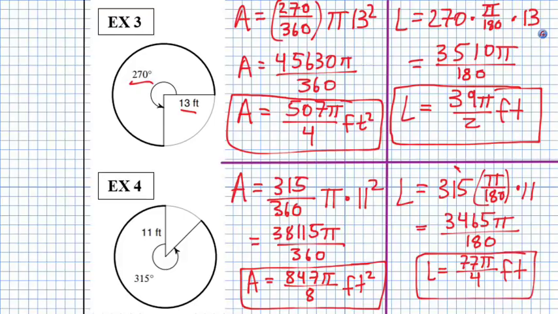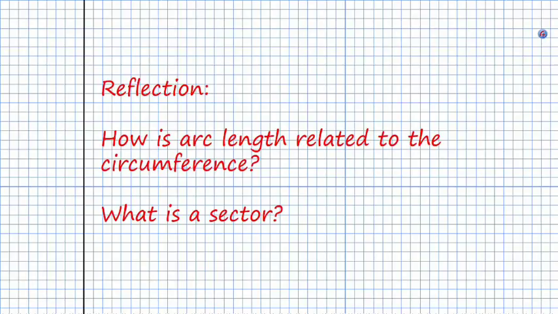All right, very good. So now that you've finished all the examples, we have a little bit of a reflection, so go ahead and do that. So our reflection is, how is the arc length related to the circumference? So when we learn this arc length formula, there's actually a relationship that we can see between the arc length and the circumference. And I'll give you a hint. It's very similar to the relationship that we saw between the sector area and our area of the circle formula. So go ahead and compare those formulas. See if you can figure out the relationship there.